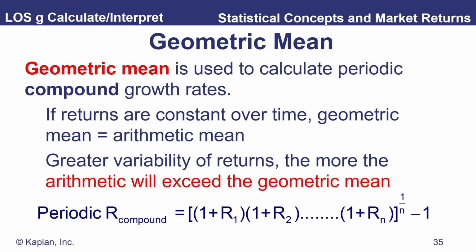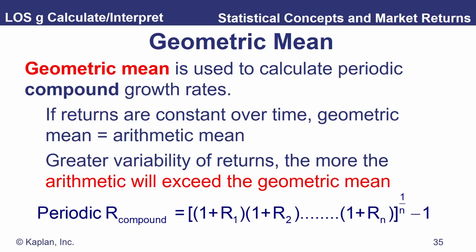What does compound mean? Well, we're going to invest for the first period. We're then going to invest our initial principal and the returns we made over the first period in the second period. So we're generating returns on reinvested returns, and that means we're talking about compound growth. Now, if our returns were constant over time, so we were making, let's say, a 5% return every single period, then our geometric mean will equal our arithmetic mean. Arithmetic mean would be 5%, geometric mean would be 5%. However, once returns vary over time, then the arithmetic mean will always exceed the geometric mean.